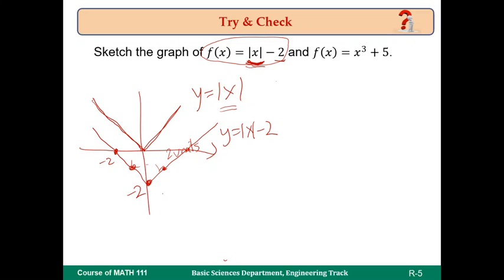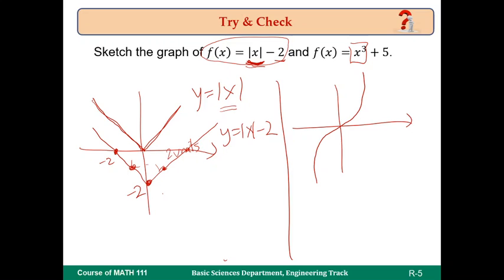And for this one here, we have this basic function x cubed, and do we know its graph? Yes. Its graph looks like this. We have at 1, we have 1 cubed. So I'm talking about y equal to x cubed. And if it is minus 1, then there's minus 1 and 0, 0. So it passes through these points. And now we have plus 5.